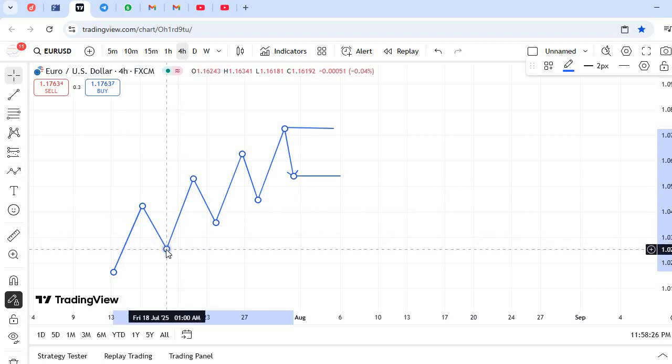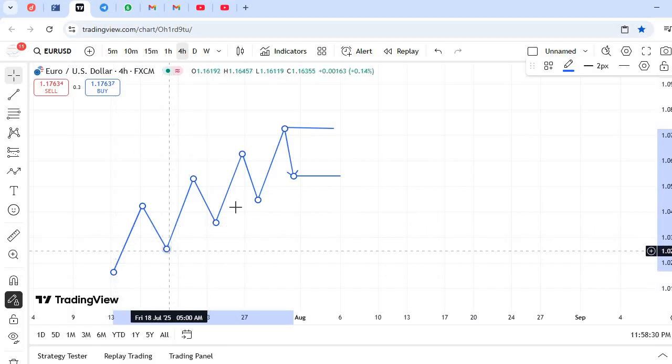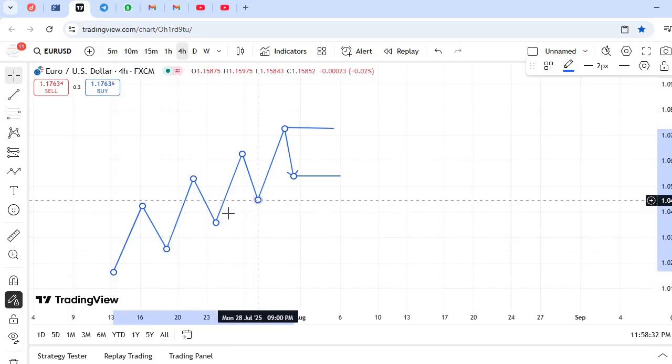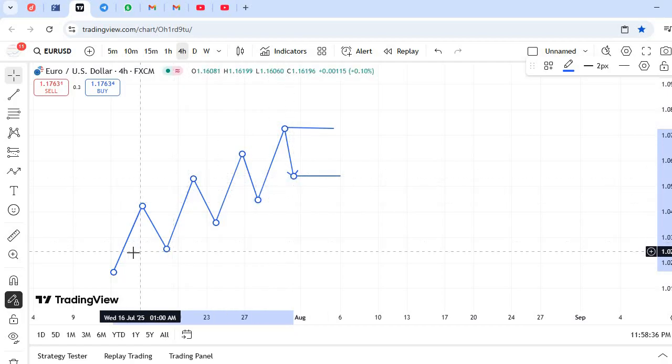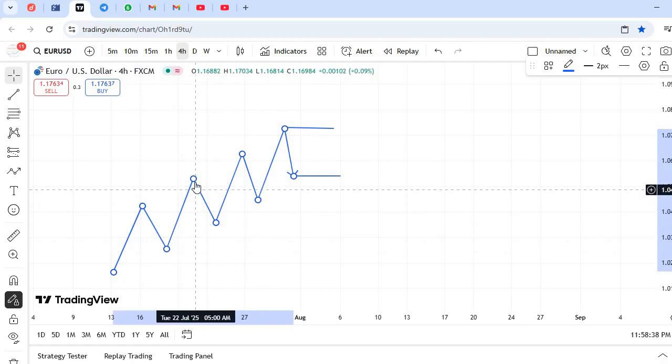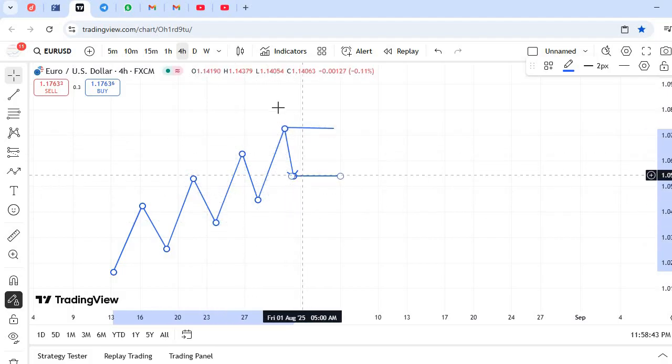This is the second low. The second low is higher than the first low. The third low is higher than the second low. The fourth low is higher than the third low. The fifth low is higher than the fourth low. So we have impulse, correction, impulse, correction. This is the last high and this is the last low.